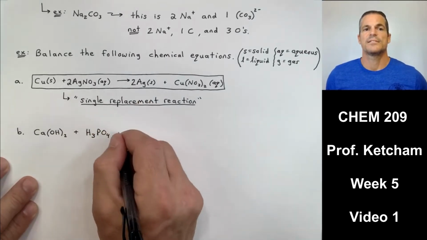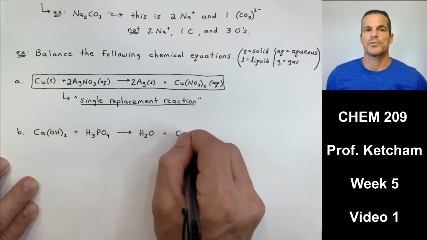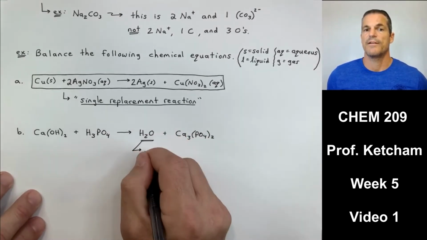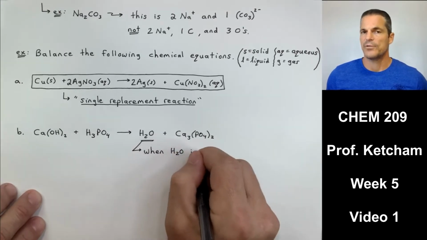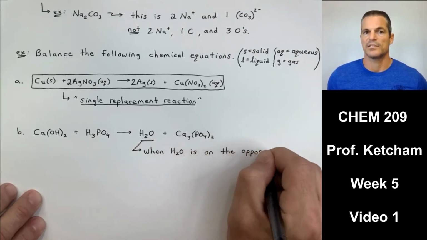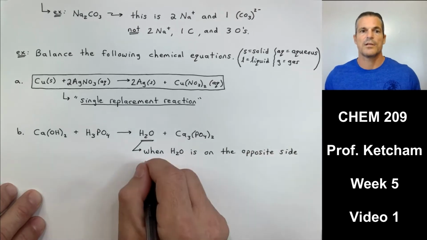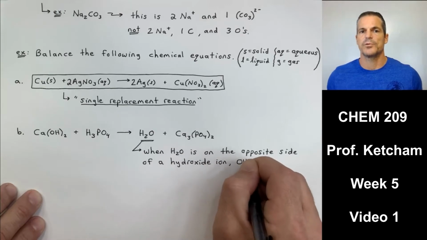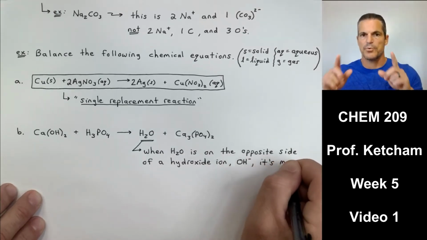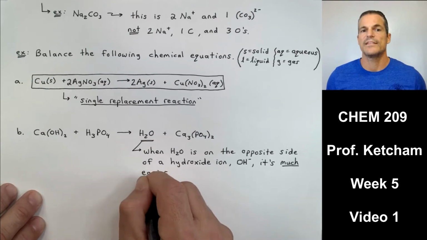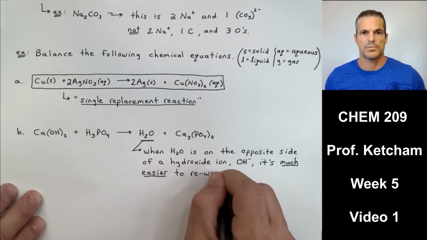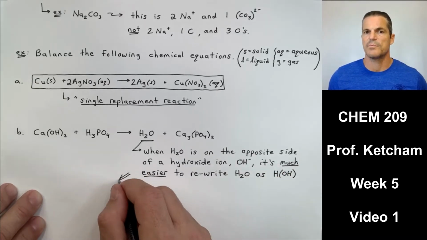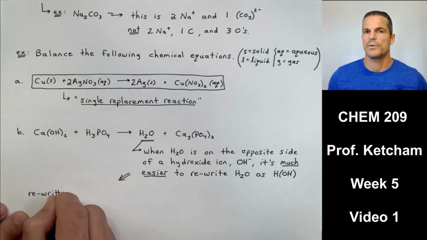All right, B, this is calcium hydroxide plus H3PO4, which is phosphoric acid. It yields water and calcium phosphate. Now, I'm going to go ahead and rewrite H2O before I balance this. Why am I going to do that? You don't always do it, but I see an OH, a hydroxide, on the left. It's generally easier if I split my H2O up into H(OH). So I'm going to rewrite that after I finish this blurb here, which says, when H2O is on the opposite side of hydroxide ion, OH-, it's much easier to rewrite H2O as HOH.